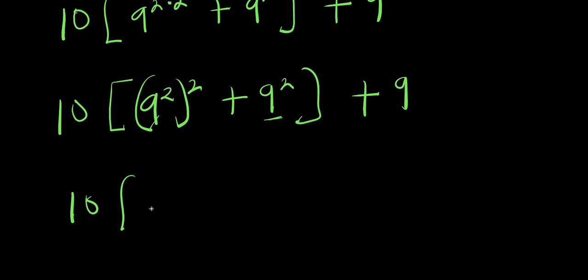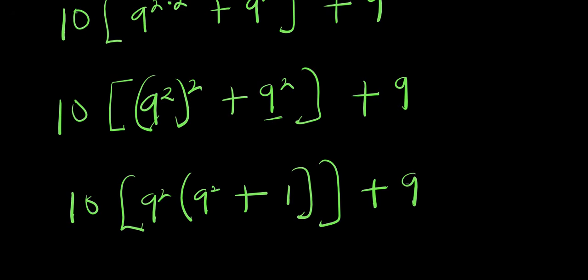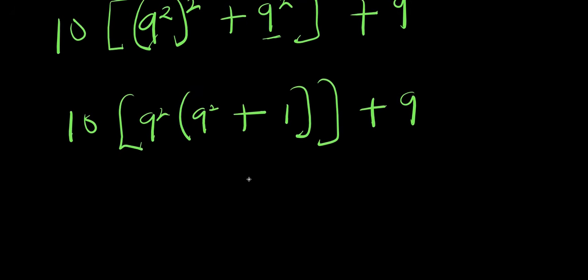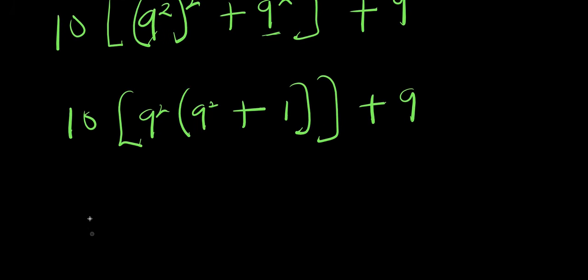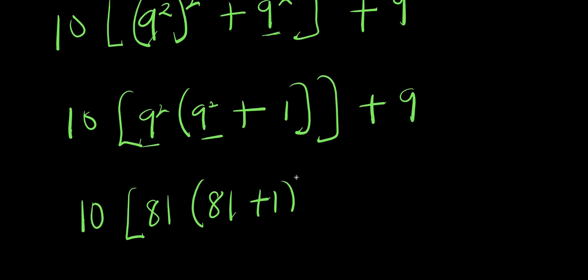I have 10 times 9 power 2, this is 9 power 2 plus 9 power 2 divided by 9 power 2, I have 1. And this is plus 9. So that means what we have here is simply 10 times 9 power 2, that's 9 times 9, that is 81, times 9 power 2, that is 81 plus 1. And this is plus 9.